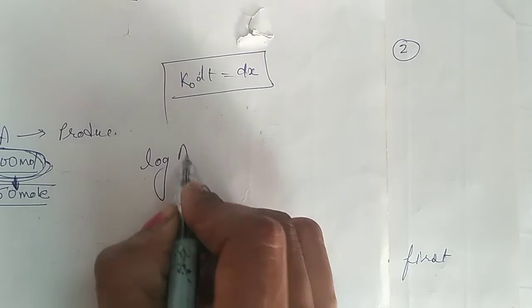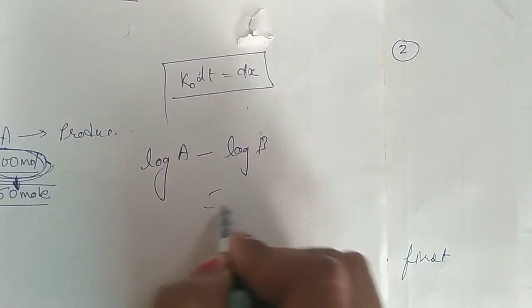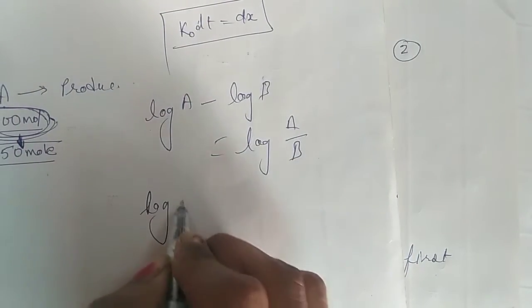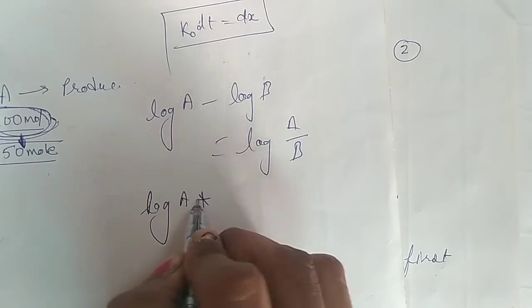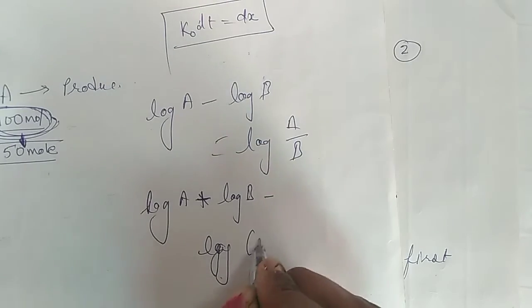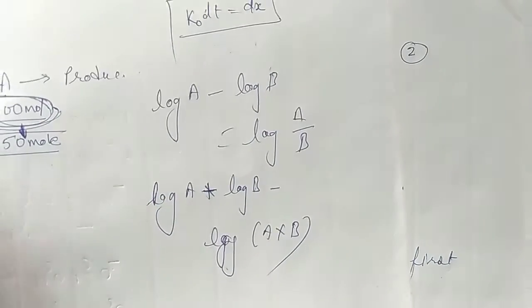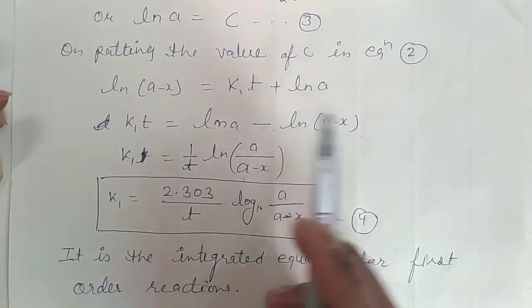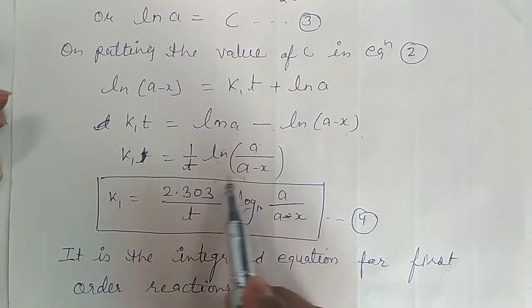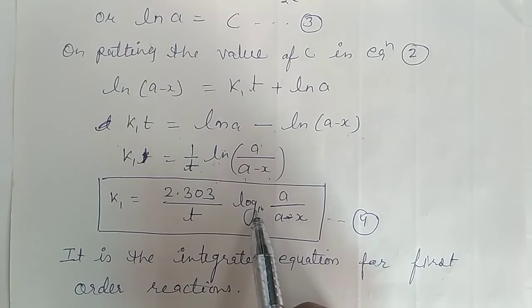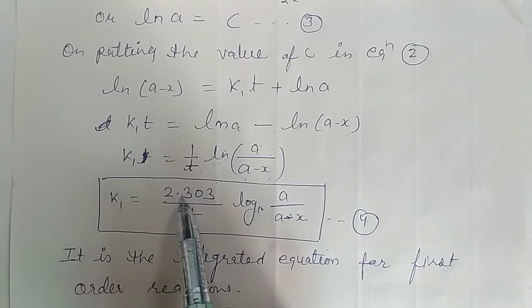You know very well that log a minus log b is equal to log a upon b. If there is log a plus log b, it means log a into b. Or we can say vice versa. So log a minus log (a minus x), we can write as ln a upon (a minus x). Now we have to change the value of ln into log base 10, and for this we have to multiply by 2.303.